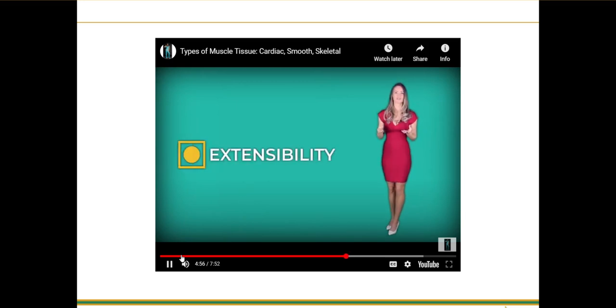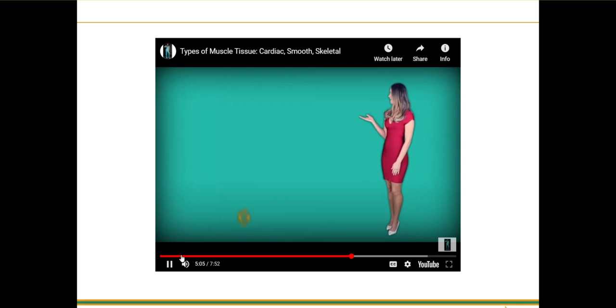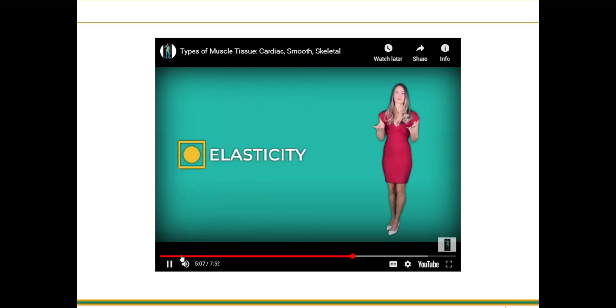Extensibility. If the muscles can contract, then they can certainly stretch or extend. This characteristic is a great partner to the muscle's ability to shorten. Elasticity. Now, after the muscles have stretched and shortened, it must be able to return to its original form and shape. It's a good thing muscle tissues are elastic.